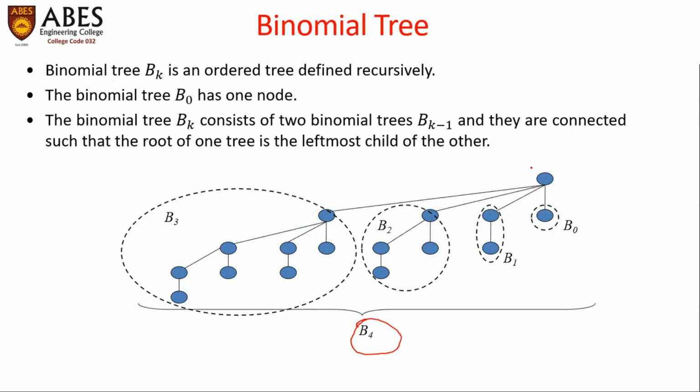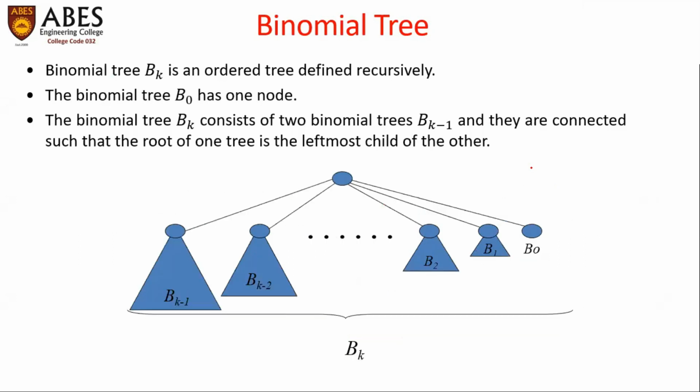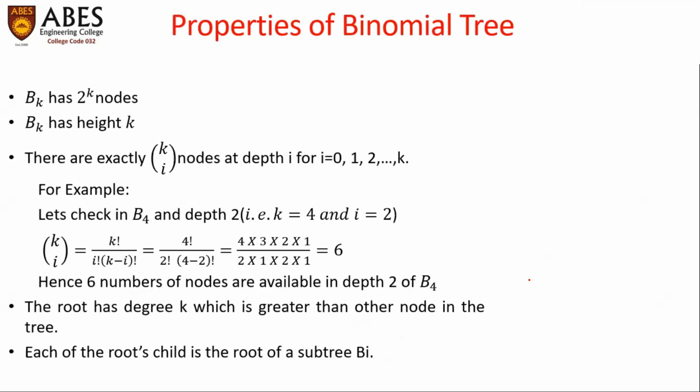These are just the representations. You can understand in any way that is simpler to you. See, this is the representation of that way. Like if we are talking about B4, then we have the binomial trees of the order Bk minus 1, that is B3, B2, B1 until B0. In the decreasing order, you have to represent. Now, these are the properties of your binomial tree.